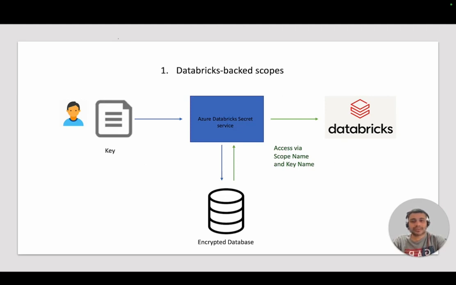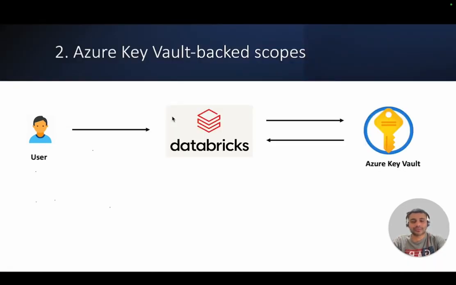Let's look into the second one, which is Azure Key Vault-backed scopes. In Azure, there is a resource called Azure Key Vault, which is used to securely store and access secrets across cloud applications. If you want to access the secrets which are in Azure Key Vault, we need to create the Azure Key Vault-backed scopes. Then once you have created an Azure Key Vault-backed scope, we can leverage all of the secrets which are in the Azure Key Vault instance by using the scope name. We can create up to 100 Azure Key Vault-backed scopes per workspace.